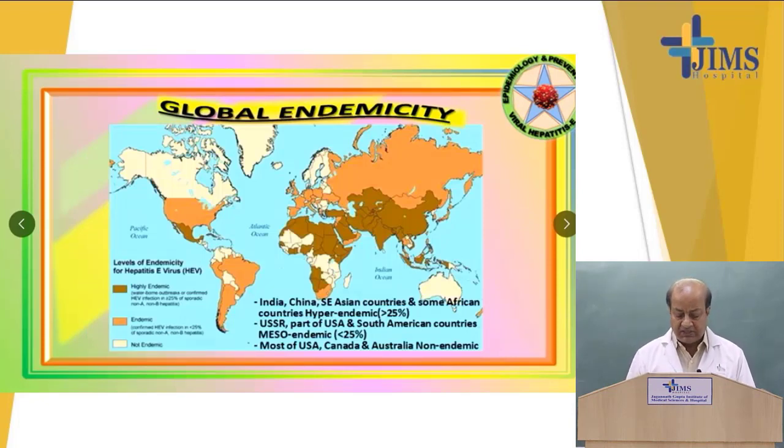The map shows the global endemicity of HEV around the world. There are three main regions. The dark brown areas are marked with a higher prevalence and are known as the hyperendemic zone, where seropositivity is always around 25% or more. These are mainly India, China, Southeast Asian and East Asian countries, and the African countries. The mesoendemic zone, marked with brown areas, includes the USSR, parts of the US and South American countries, with a seropositivity rate of less than 25%. The white portions, marked as low endemic areas, are mostly parts of North America, Canada and Australia.